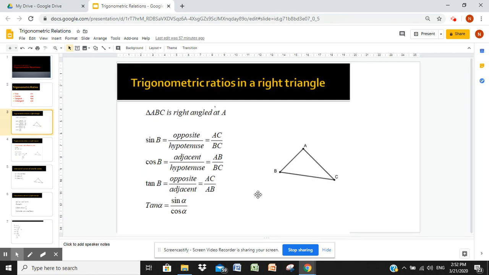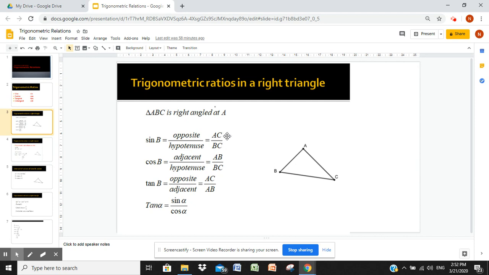Now, in a right triangle, the sine of the angle is the ratio of the opposite side to the angle over the hypotenuse. So the sine of angle B is AC over BC. The cosine of angle B is the adjacent side to B over the hypotenuse, so it is AB over BC. And the tangent is the opposite over the adjacent, so it is AC over AB.